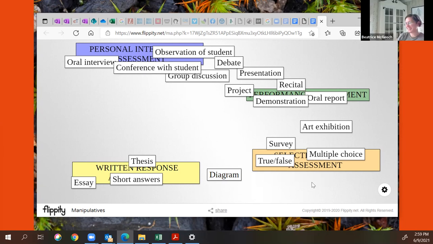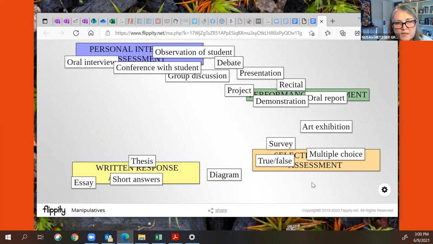Good. Yeah, I agree with you, Anne, but I would put thesis under written along with short answers and essay like you have there. Observation, oral interview, conference, and group discussion, I would put under personal assessment. And a group discussion is when you, as the instructor, are observing people. Debate, we talked about. I would put it more under performance assessment.